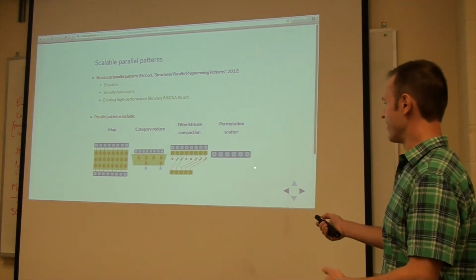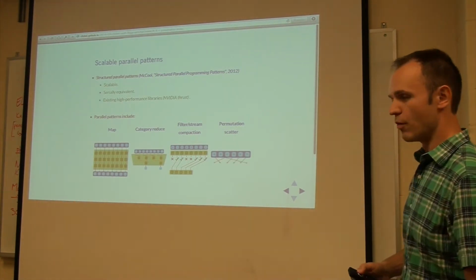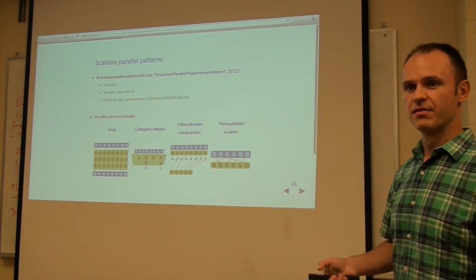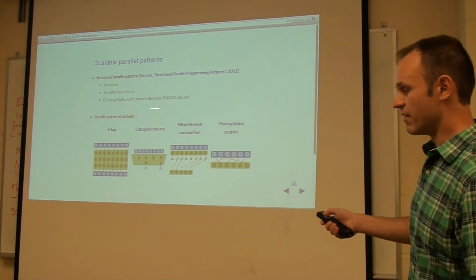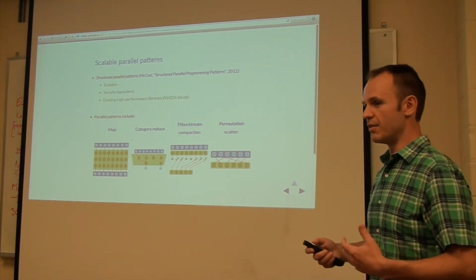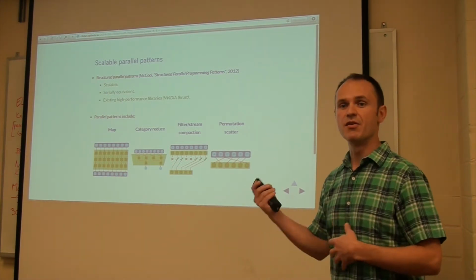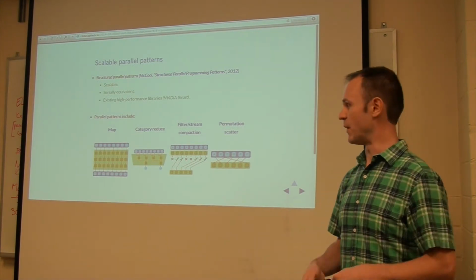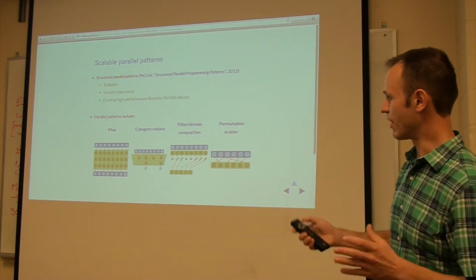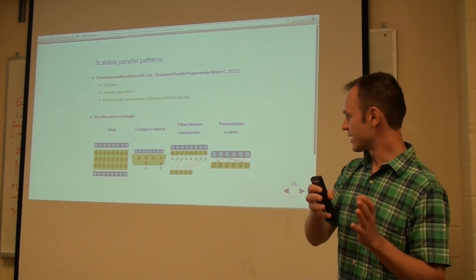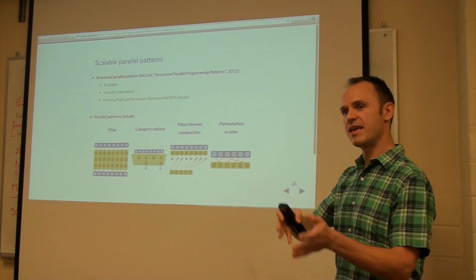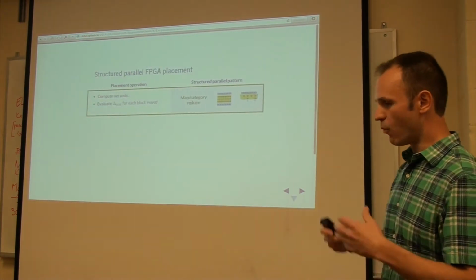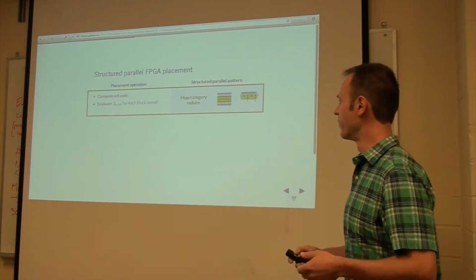So the idea here is you have your input list, you apply some type of reordering, and you get your output list. And all of these can be done efficiently in parallel on GPUs, on multi-core, or on Intel's many-core microarchitecture. So then the question is, how can we apply these to the key elements of placement? What are the operations we need to perform?